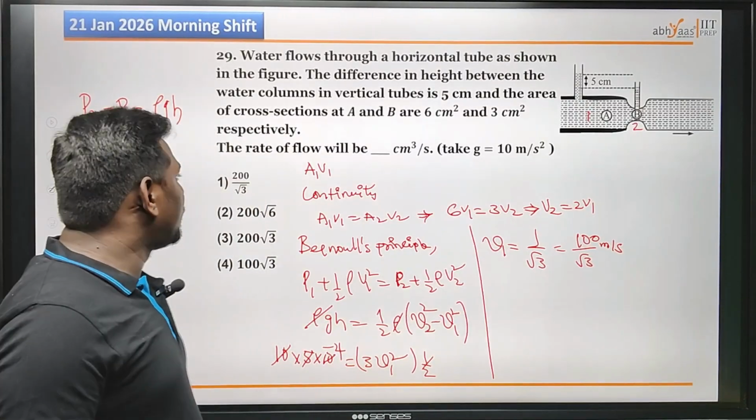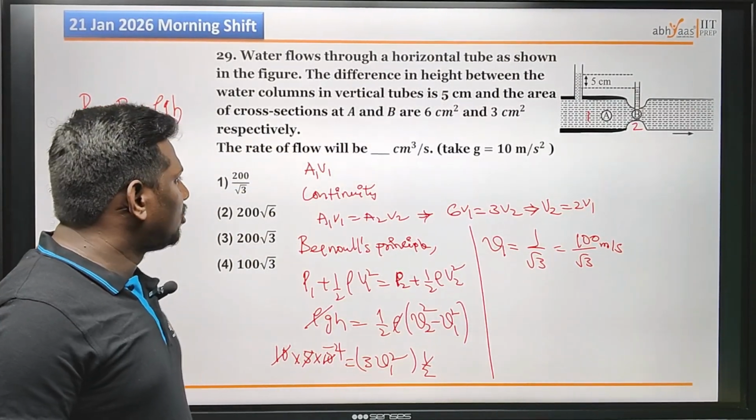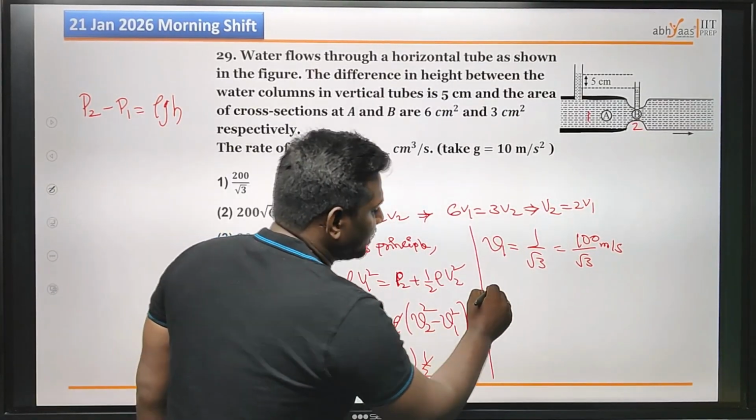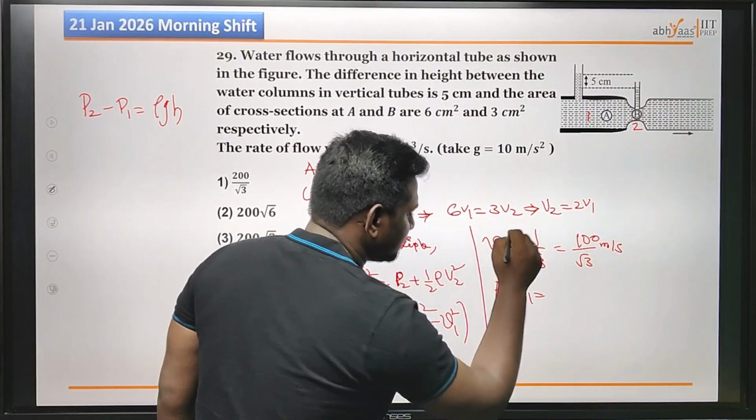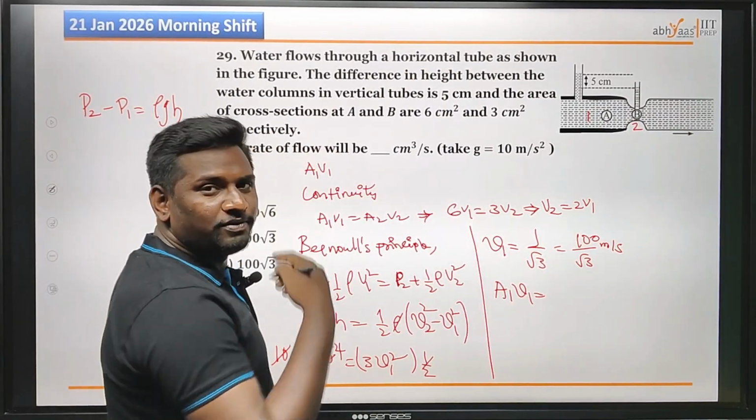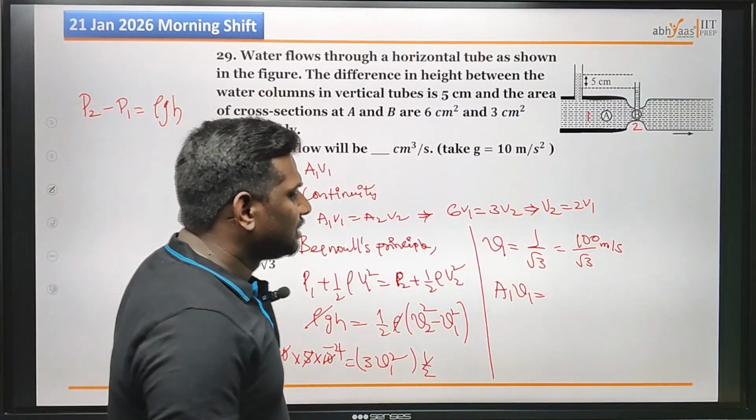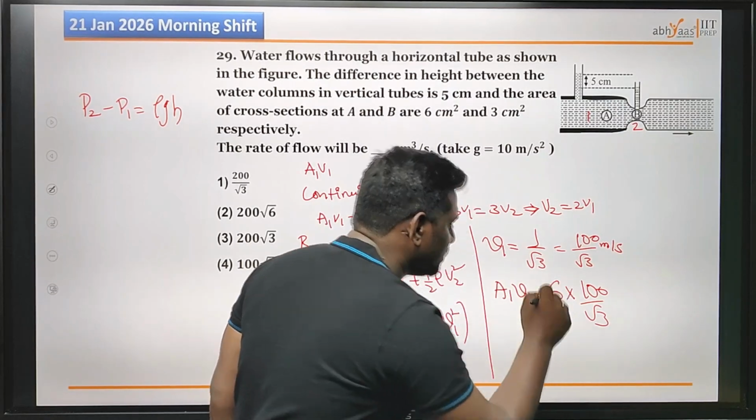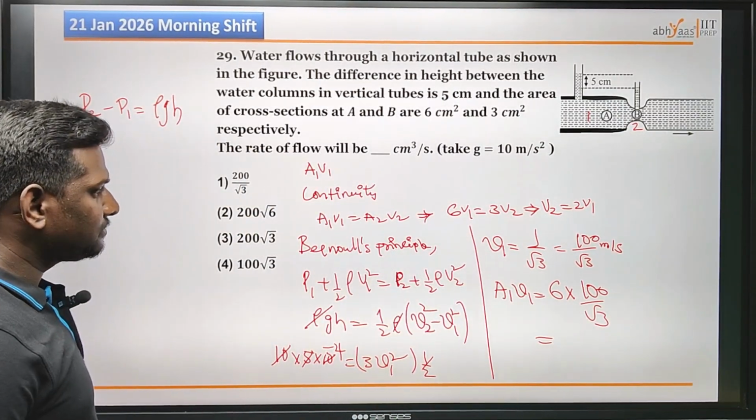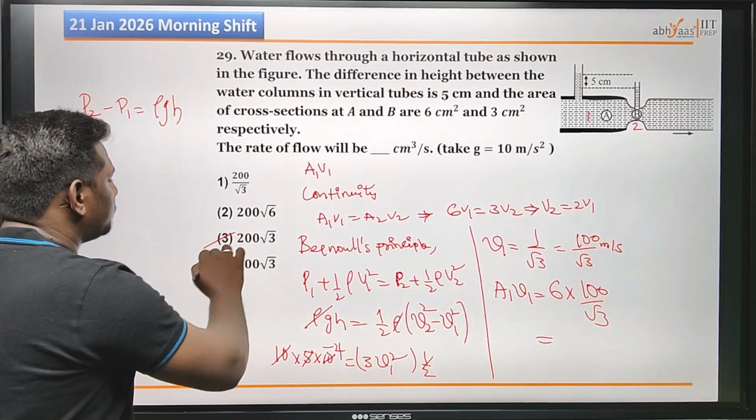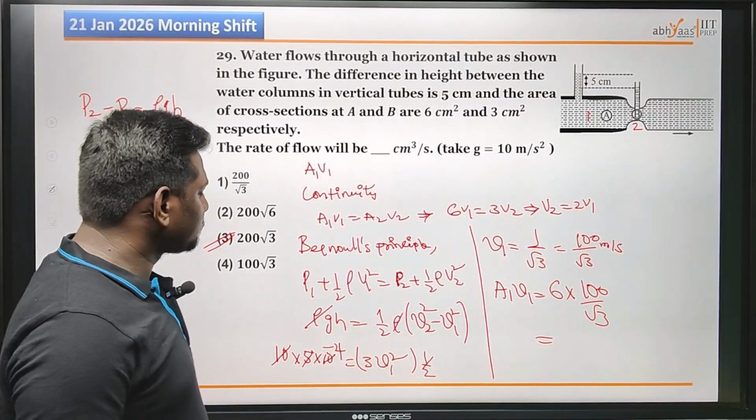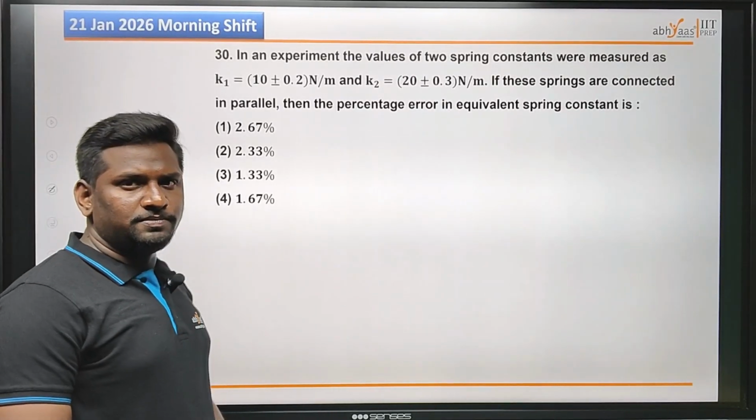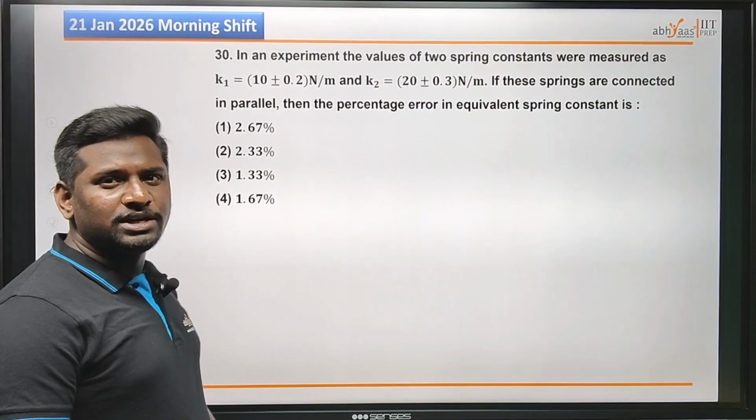So what you have to find is the rate of flow. Rate of flow is A1 V1, as we discussed earlier. What is this A1? Area of first tube, that is 6 times 100 by root 3. So from this you are getting the answer, 200 times root 3. I hope you are observing. So next one, see here. If you know the answer, please comment.